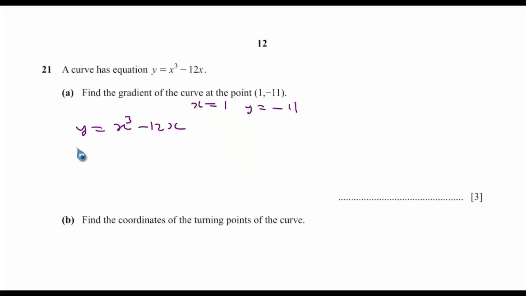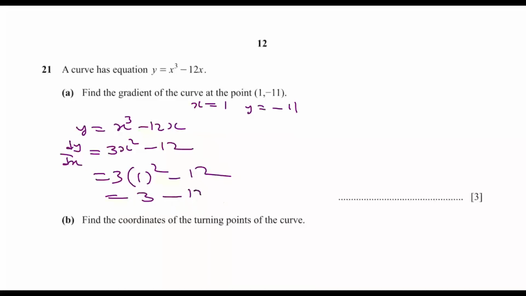So the gradient will be dy/dx, that is change in y over change in x. So dy/dx equals, let's differentiate this, 3x squared minus 12. So the gradient will now be, let's key in the value of x, 3 into 1 squared minus 12. So this will be 3 minus 12, and the gradient will be negative 9.